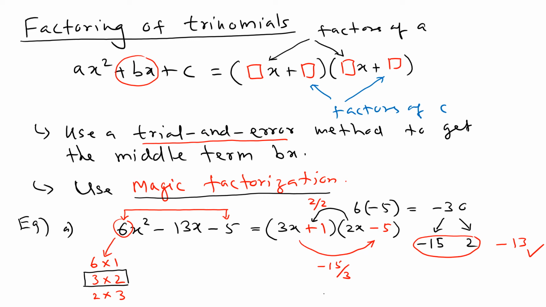So yeah, let's do a few more examples to make sure that we understand this argument. I'm going to call this the magic factorization because it's going to work really fast. Okay, let's do a few more examples. The next one we can look at is 6x squared plus 17x plus 5.